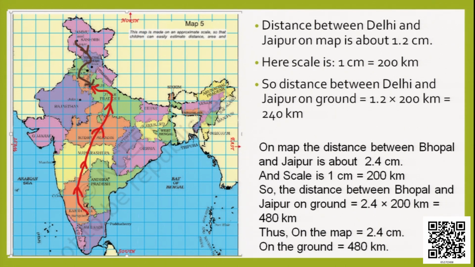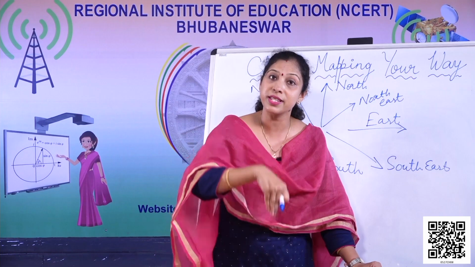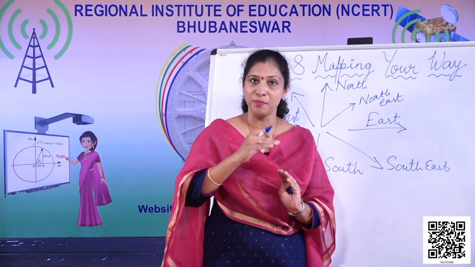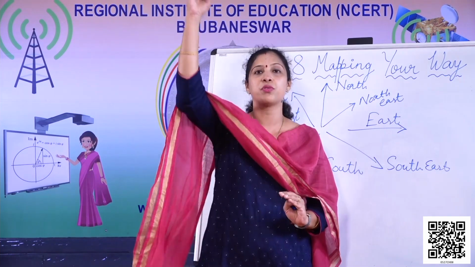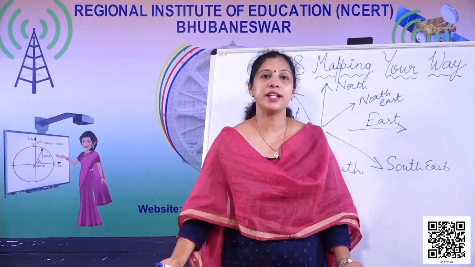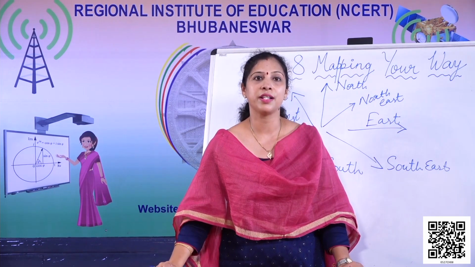Now, if they are coming from north, they have to go to south because Delhi is below Jammu Kashmir. But if they are going from Bangalore to Delhi, they have to go towards north, that is towards the upper part. Now, let's see what is the next question.